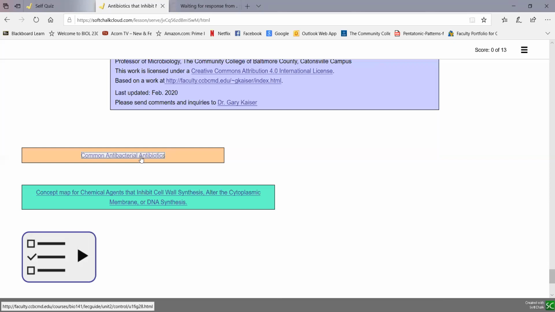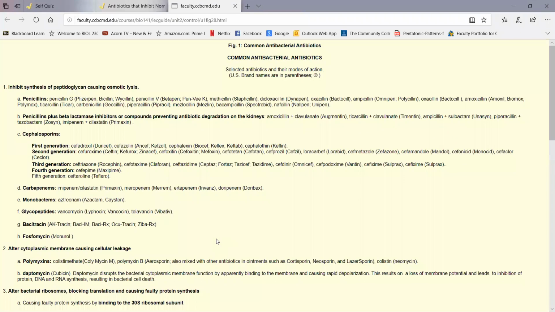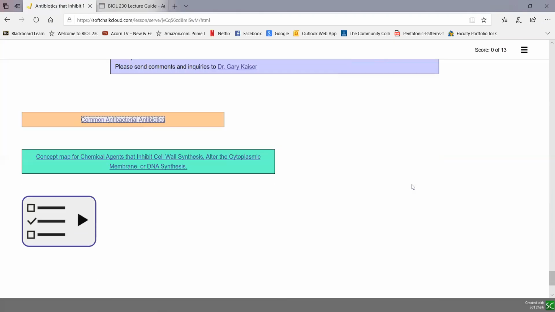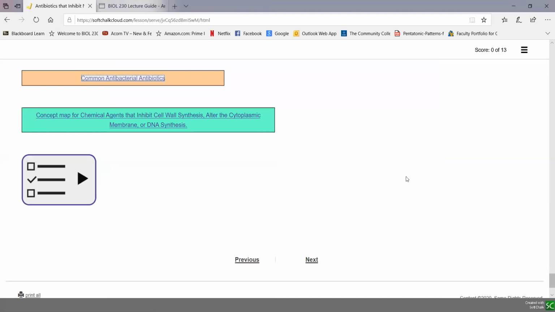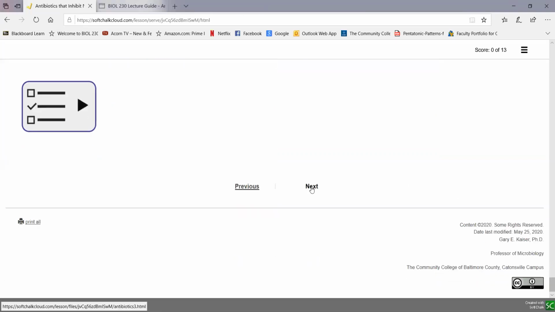And this link here takes you to a list of a whole bunch of different antibiotics, just to remind you. So these are the ones that inhibit peptidoglycan synthesis, causing osmotic lysis: the penicillins, the cephalosporins, carbapenems, monobactams, glycopeptides, bacitracin, etc. And there's a little self-check on those that inhibit peptidoglycan synthesis.